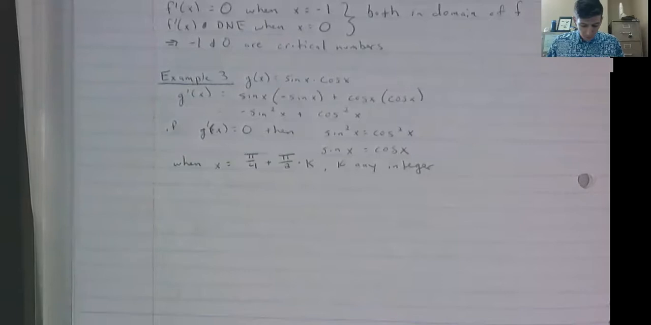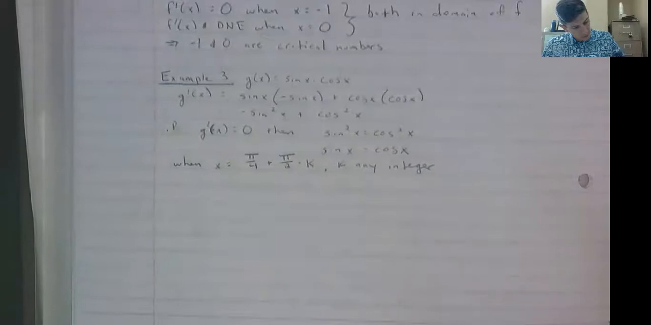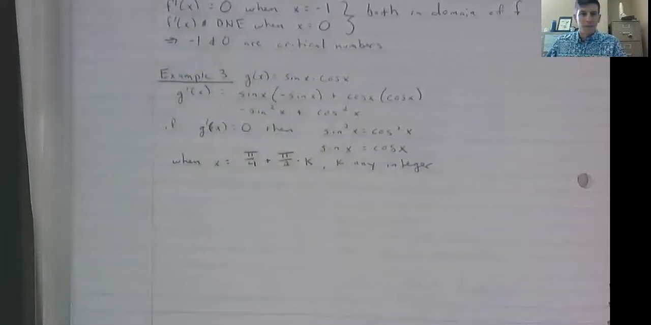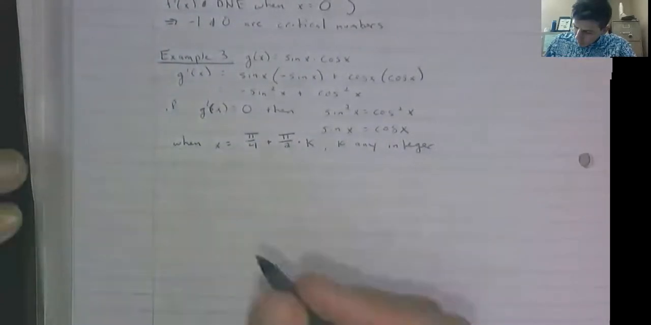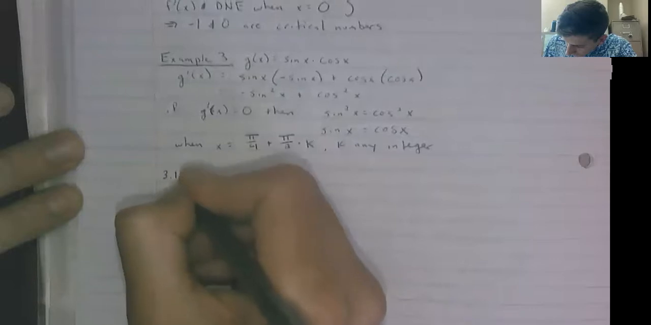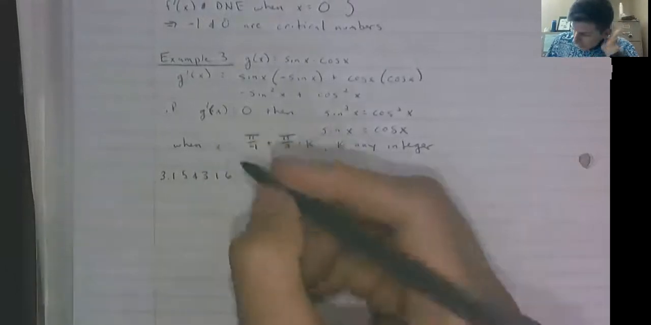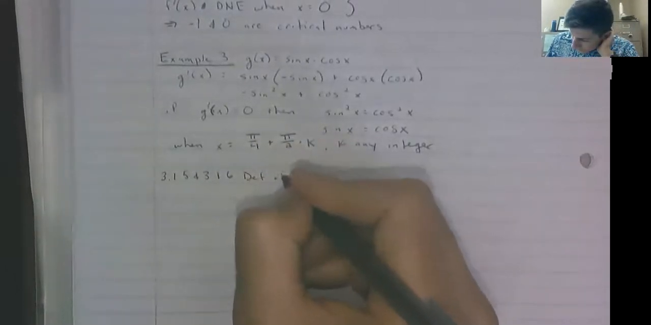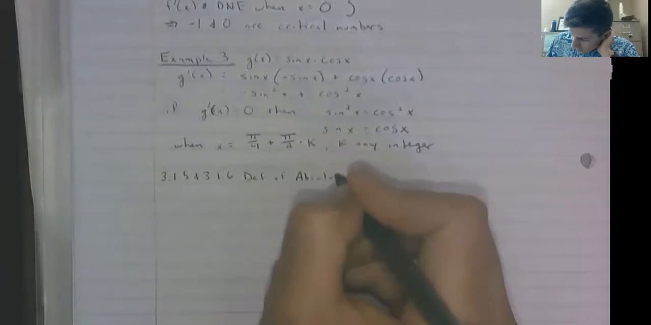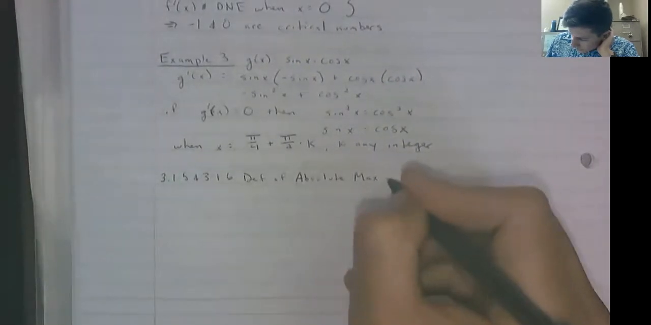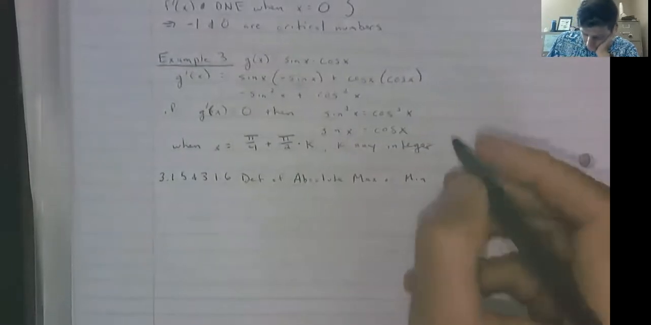Okay, so maybe we're gonna start there. No, we're going to define absolute maximum and minimum values. But we're going to cheat again, and we're going to do it as one definition because ain't got no time for two definitions that are essentially identical. Okay, so 3.1.5 and 3.1.6, definition of absolute max or min on an interval.